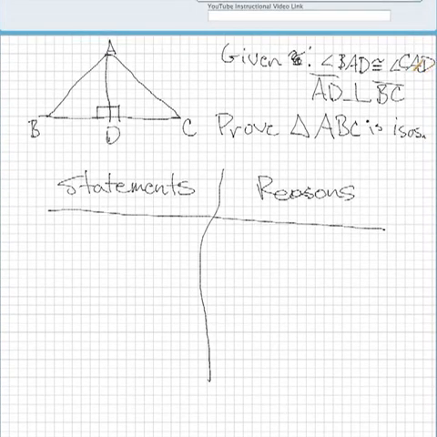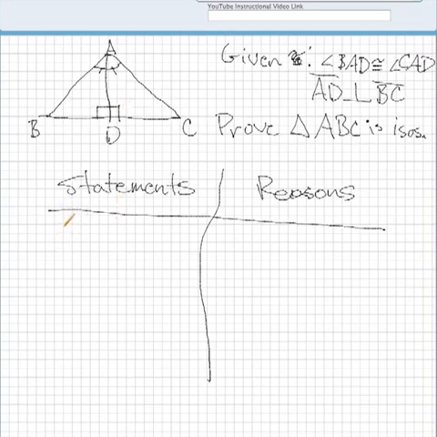So we're trying to prove that this triangle right here, the big triangle, is an isosceles. We're trying to prove that these two angles are congruent. To do that, we're given that BAD, this angle right here, is congruent to CAD, this angle. And we're also given that this line segment is perpendicular to this line segment. So that means that these are right angles and that they're congruent.